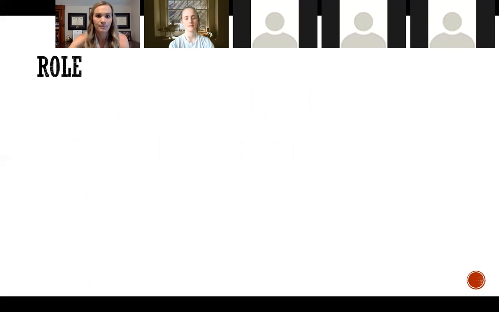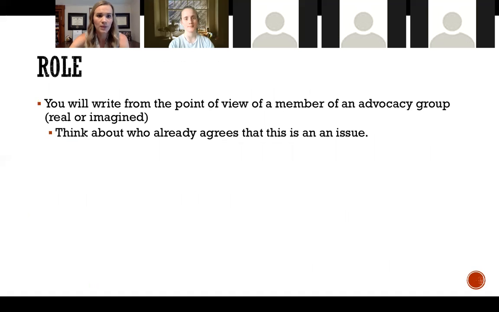Okay, so your role. You will write from the point of view of a member of an advocacy group. This can be real or imagined. You can make up a group if you want. But you just have to be playing the role of an advocate for that problem. So think about who already agrees that this is an issue. That's the role that you are taking on.